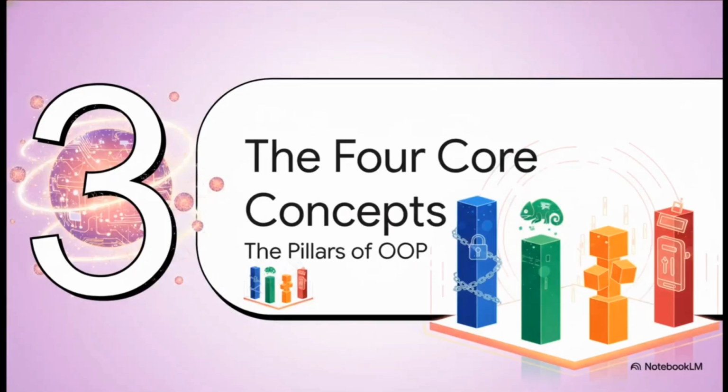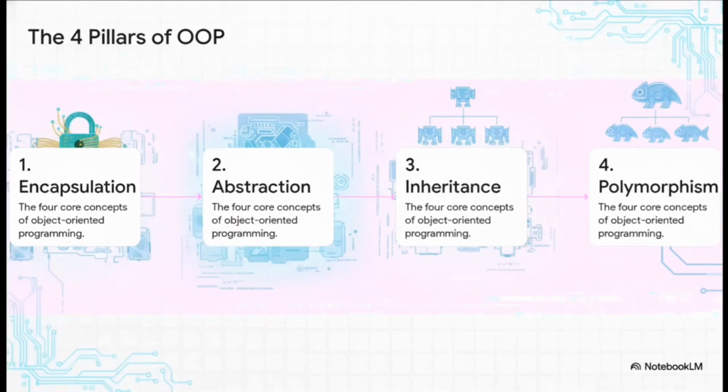Now, this idea of bundling stuff together is a great start, but to really unlock the full power of OOP, we need to understand its 4 foundational pillars. And here they are: encapsulation, abstraction, inheritance, and polymorphism. Now, I know, these sound like words from a philosophy class, but I promise you, the ideas behind them are actually really intuitive and incredibly powerful. So let's break them down one by one.